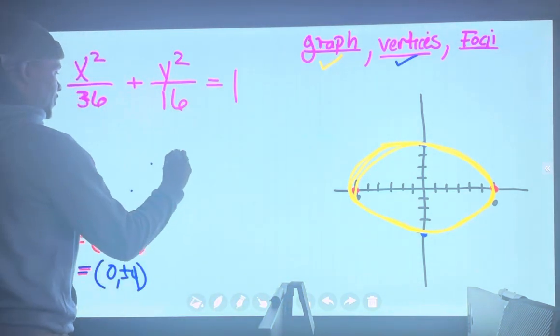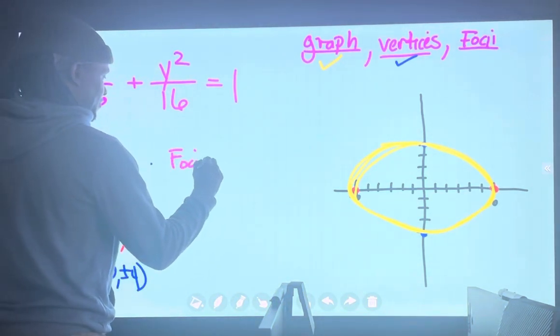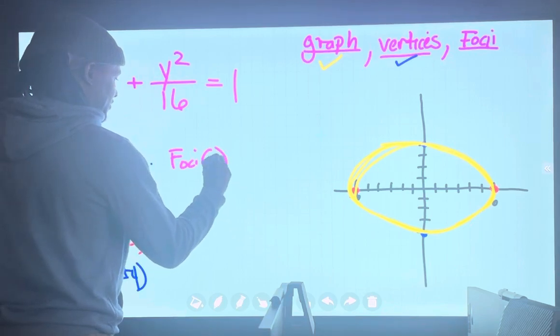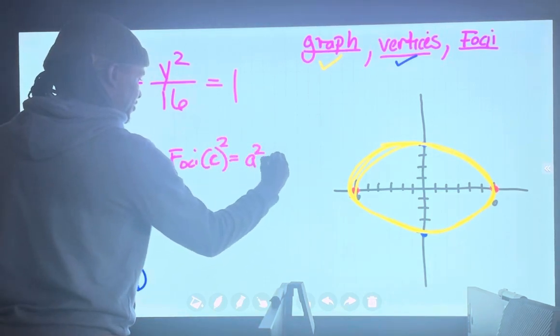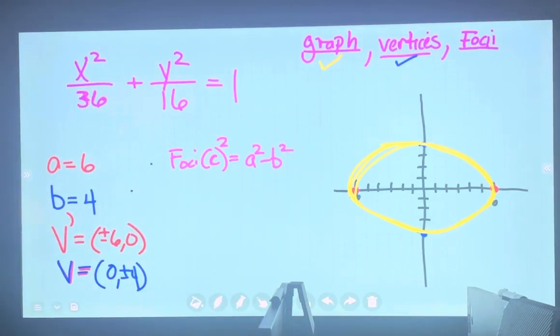We already know that the foci, in other words C, equals, C squared equals A squared minus B squared. Wait, sorry, can you say that again? Oh, the equation, okay. Wait, does it have one C or? No, yeah, one C and two I.